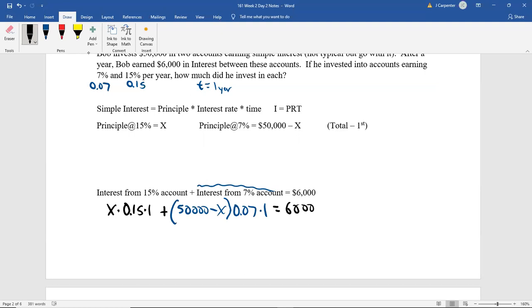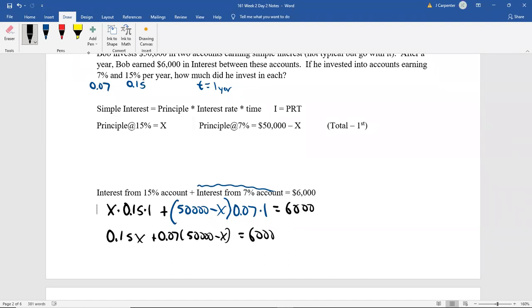0.15 times 1 is 0.15. Just put that in front of the X. We don't really need to see the times 1. And I like to have the 0.07 in front. Maybe you skip rewriting it. It's up to you. So I didn't really do too much here.